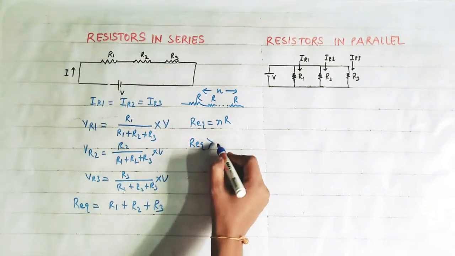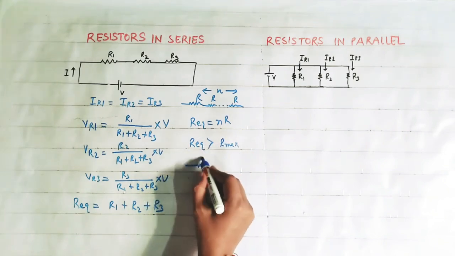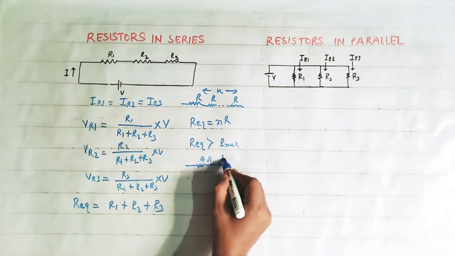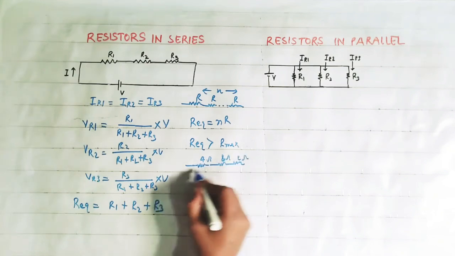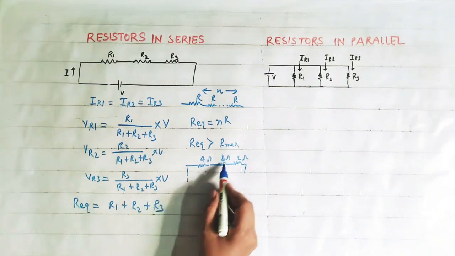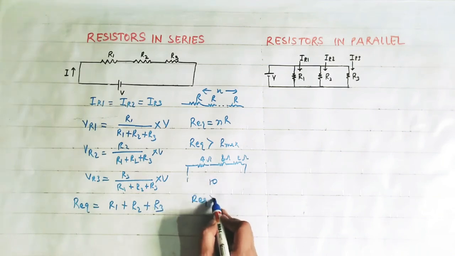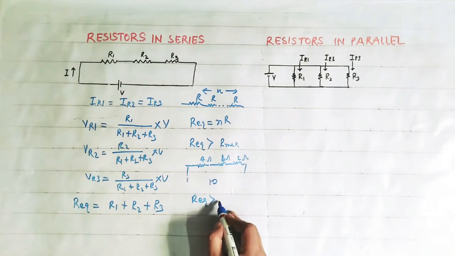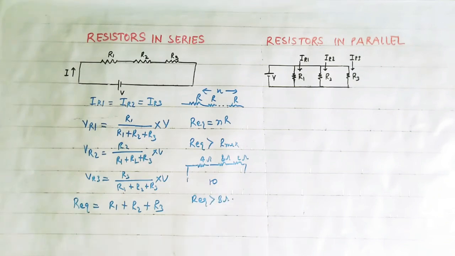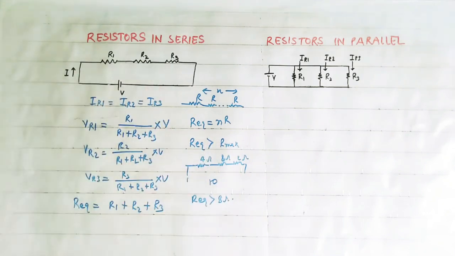Suppose this 4 ohm, this 8 ohm and this 2 ohm are connected in series. The equivalent resistance here is equal to 8 plus 4, 12, plus 2, 14. So we can see that the equivalent resistance is greater than the highest resistance, that is 8 ohm. So the equivalent resistance is greater than the maximum resistance in the circuit. These are the points about the resistors connected in series.